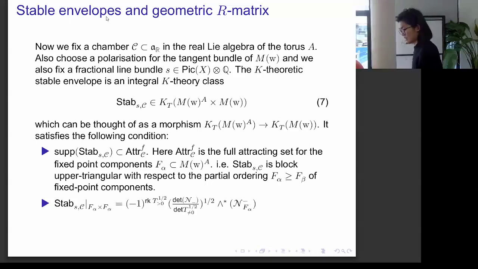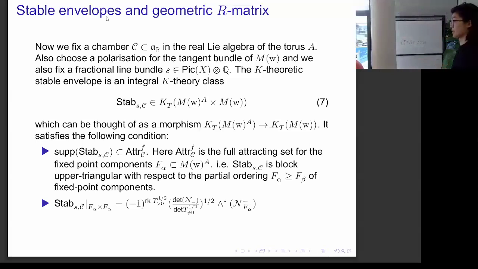And the second one is that if you restrict the stable envelope to the diagonal, it's just the multiplication of some topological bundles. So you can see that the first term depends on the polarization of the tangent bundle, and the second term also depends on the polarization. It is the negative part of the normal bundle with respect to the fixed point component.